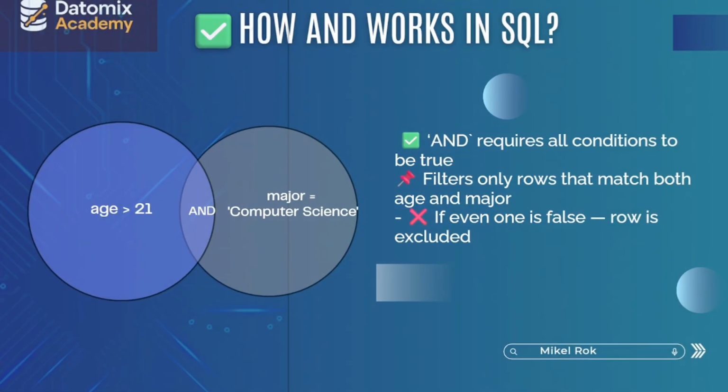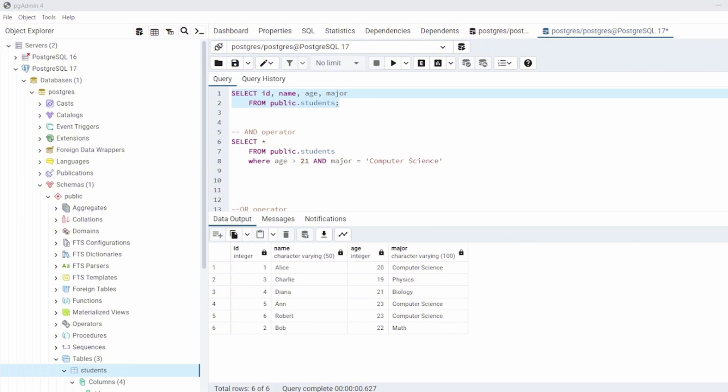So let's start with filtering using two of the most common logical operators in SQL, the AND operator and the OR operator. So what is AND? In plain English, AND means both conditions must be true for a row to be included. Let's say we want to find students who are older than 21 and studying computer science. We write our SQL statement like this. SELECT * FROM students WHERE age > 21 AND major = 'computer science'.